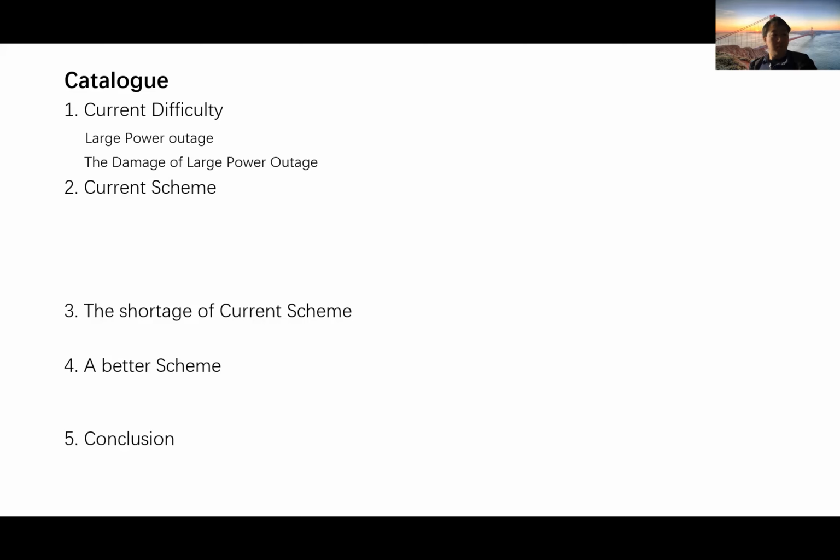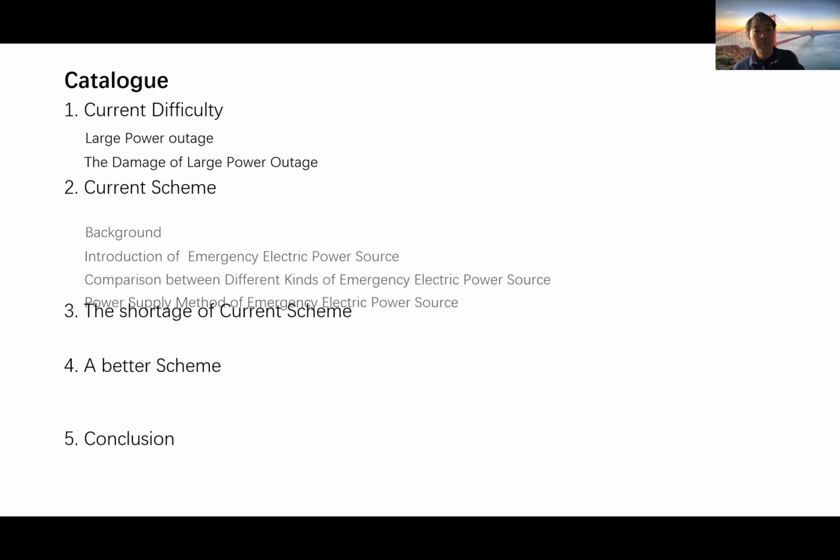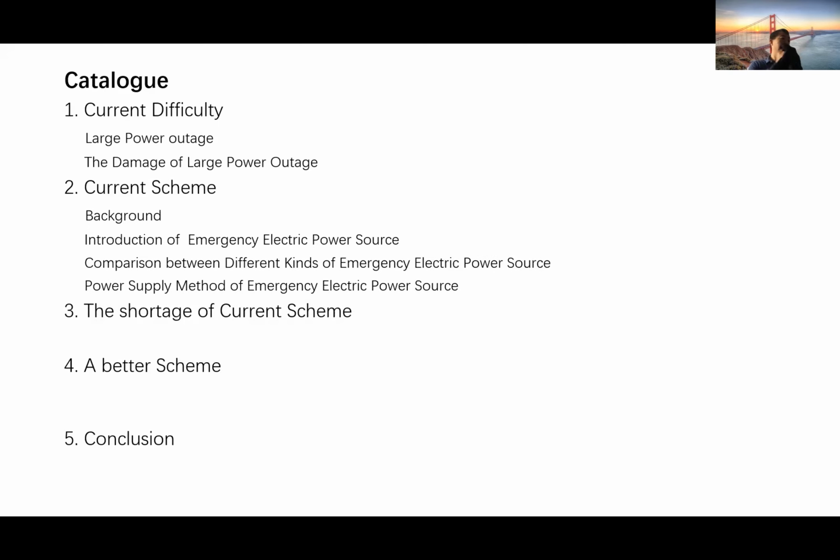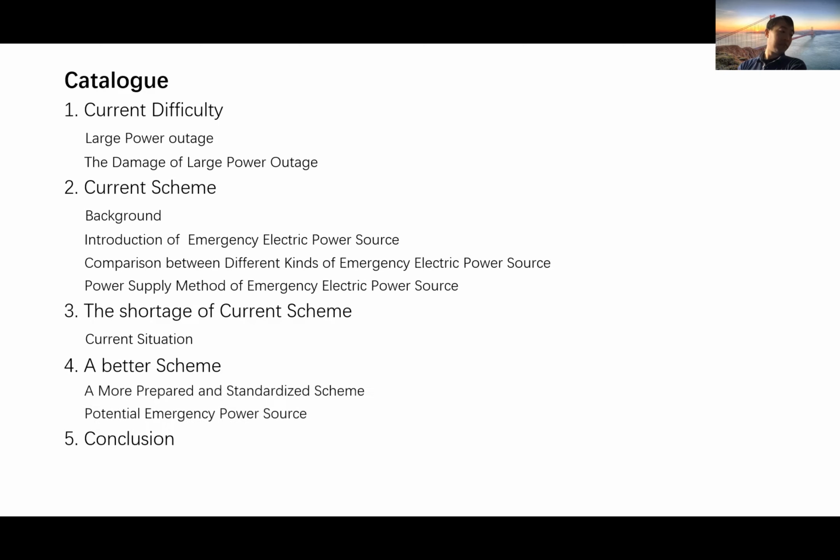The second part is the current scheme about using emergency electric power sources. The third part is the shortage of current scheme. Then I will introduce a better scheme and a new potential emergency power source to improve the energy supply for emergency energy. Finally, I will give my conclusion.